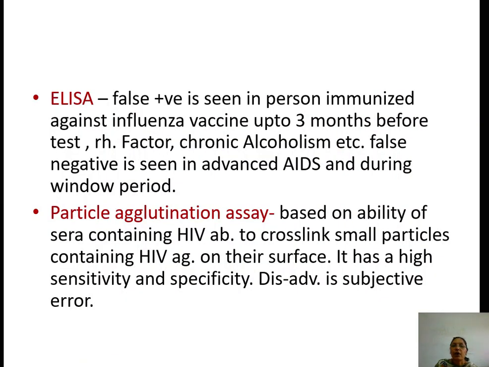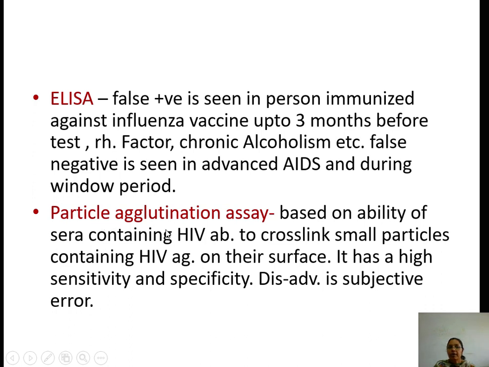Now, a false positive ELISA test is seen in persons immunized against influenza vaccine up to 3 months before the test, and patients who are positive for rheumatoid factor or have chronic alcoholism also give a false positive test. False negative means the person has HIV infection but the test is negative. This is seen only in cases of advanced AIDS disease, because of the smaller amount of antibodies in these cases, and during the window period.